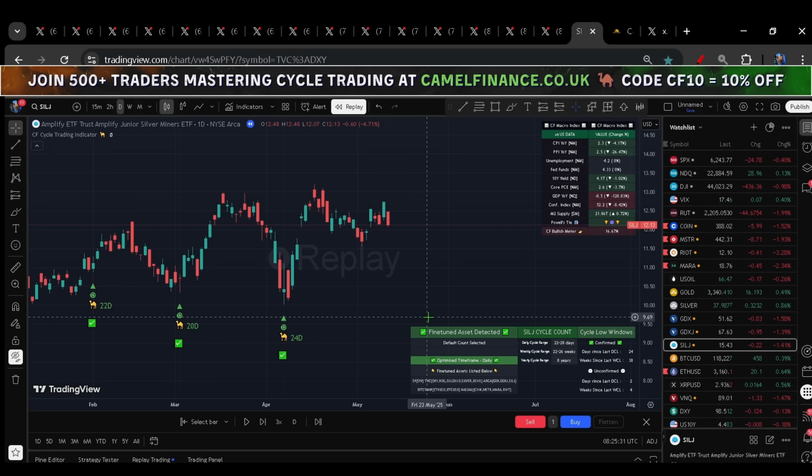To give you one final example, here is the SILJ ETF. This is an example of just how quickly this thing can detect the momentum.